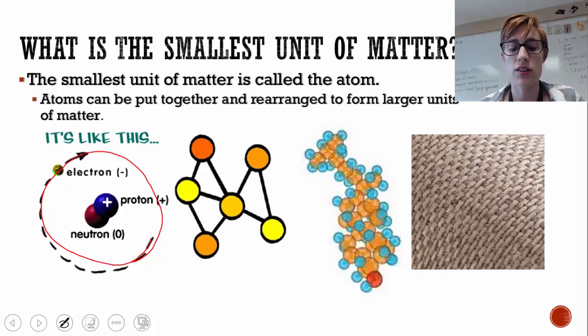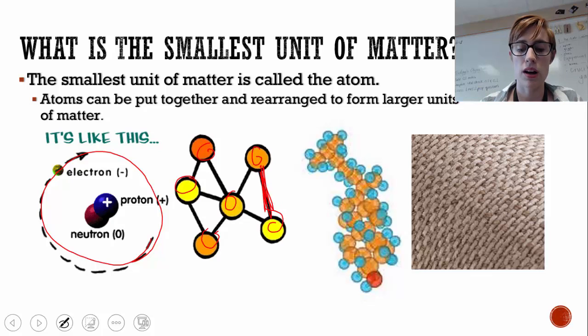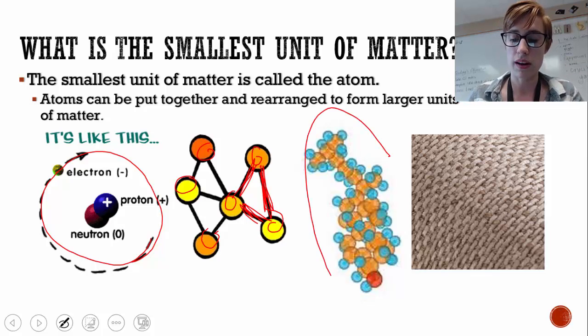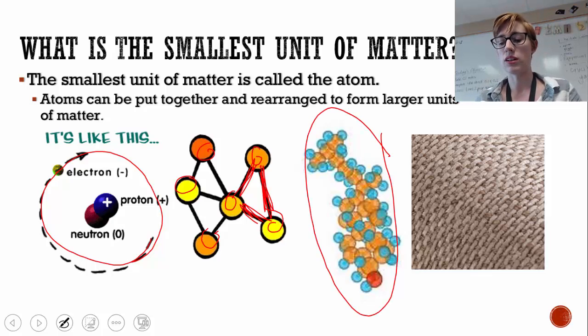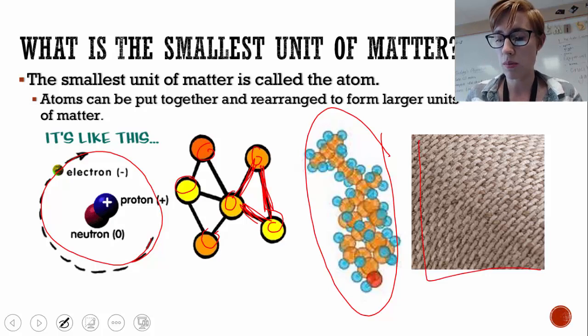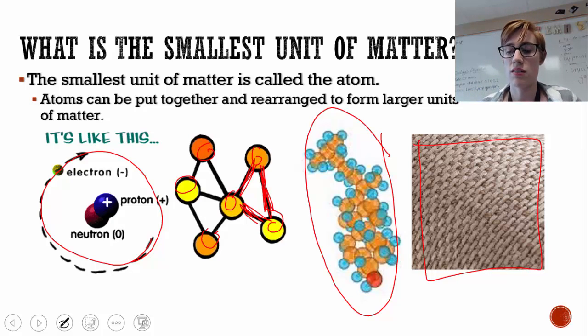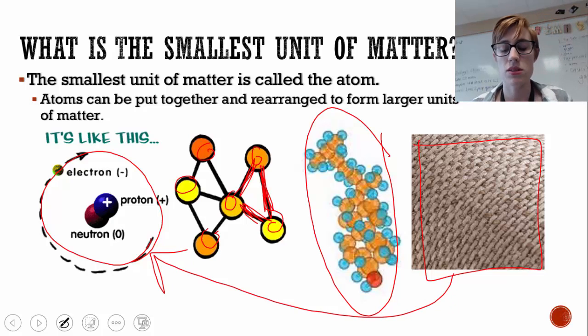But the cool thing about matter is that it can be combined together. So here we have lots of atoms that are combined together through little bonds right here. If we take this molecule and bond it to other molecules, we might get a massive molecule. If we combine those with other massive molecules, we can end up getting an actual physical structure, like a piece of cloth. So everything that we can touch and see around us is essentially made up of these little atoms.